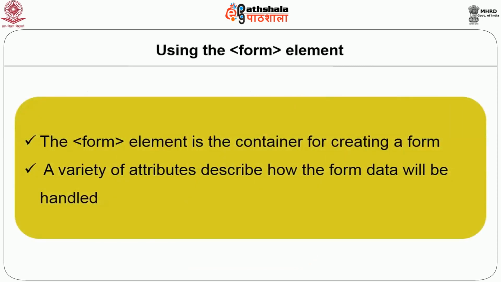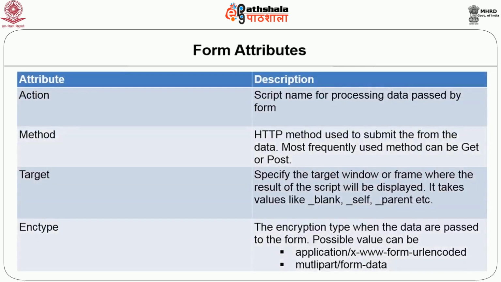The form element is considered a container because other controls are within that form container, and many attributes can be described for how form data will be handled. The form's attributes are action, method, target and encryption type, that is, enctype. Action is used to describe the script name for processing data passed by the form. Method is the HTTP method used to submit form data. The value can be either get or post.